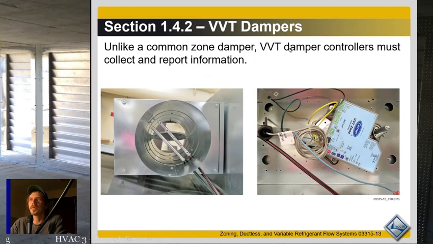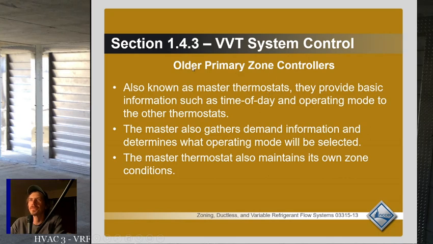Unlike a common zone damper, VVT controllers must collect and report information. So they collect information on the static pressure in the system or the temperature of the outlet and all that nice neat stuff, and they send it back to the master zone controller, usually through BACnet, which is still a common way of communicating in commercial systems. Older primary zone controllers, also known as master thermostats, provide basic information such as time of day and operating mode to other thermostats. The master also gathers demand information and determines what operating mode will be selected. The master thermostat also maintains its own zone conditions.